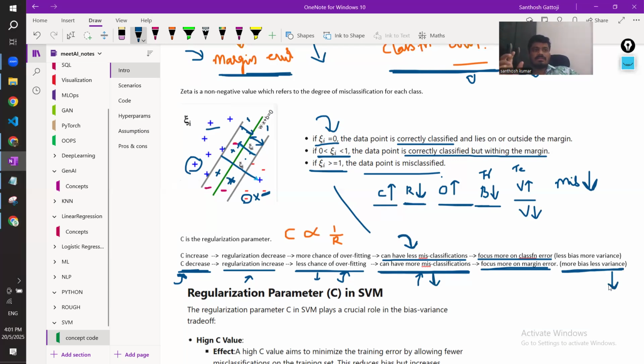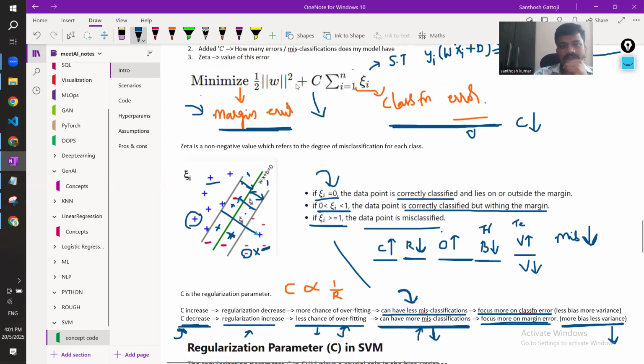Having said this, usually we experiment with different values of C, like 0.1, 1. I have not seen very large values of C, but we can experiment with that. So is this clear? We already understood this part. Now we understood what zeta is, and we understood C also.